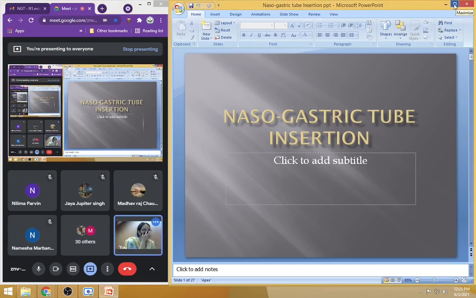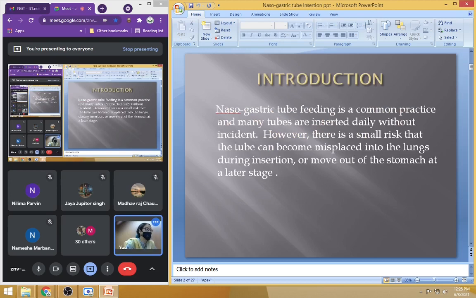We'll start, okay? So nasogastric tube is a common practice. Nasogastric feeding, as you all said, is used for feeding, no? It is a common practice and many tubes are inserted daily without incidents. However, there is a small risk that the tube can become misplaced into the lungs during insertion or moved out of the stomach at a later stage.